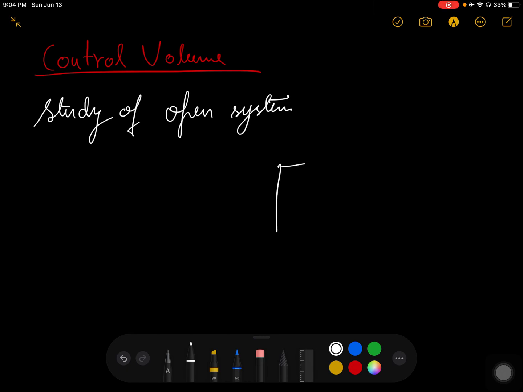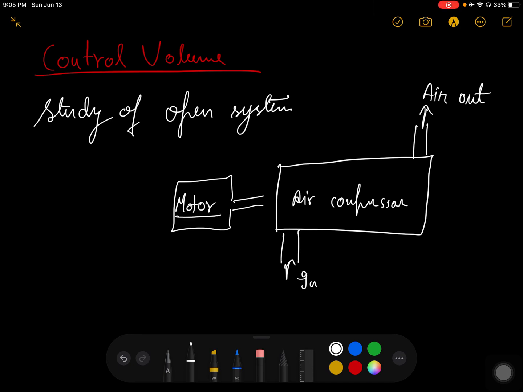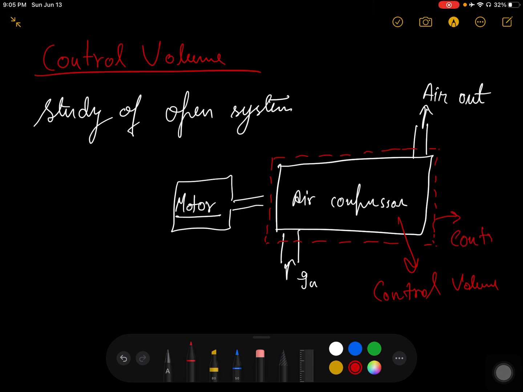Just as an example, we take this air compressor. You are supplying air which is getting compressed, and then you are getting high pressure air from the other end. Now there is some other equipment which is running this air compressor, which will be a motor. We are paying attention to a certain area for this analysis in an open system. So the area under this red zone is my control volume, and the boundary of this control volume is known as the control surface.